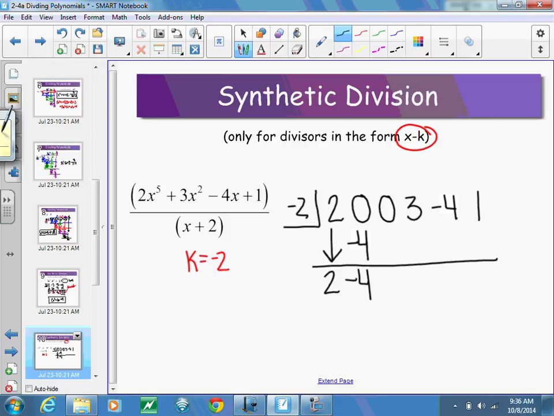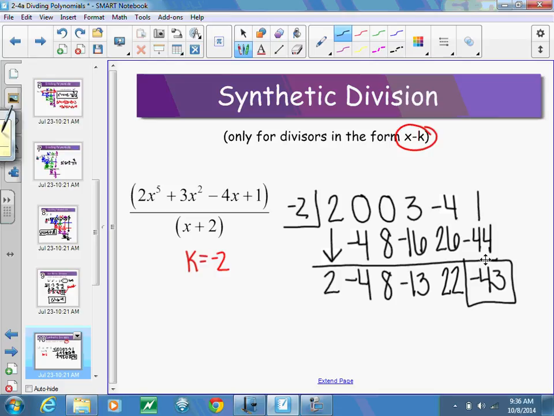Negative 4 times negative 2 is a positive 8. Add, and I get 8. 8 times negative 2 is a negative 16. Add, and I get negative 13. Negative 13 times a negative 2 is 26. Add it together, we get 22. 22 times negative 2 is a negative 44. Add, and I get negative 43.